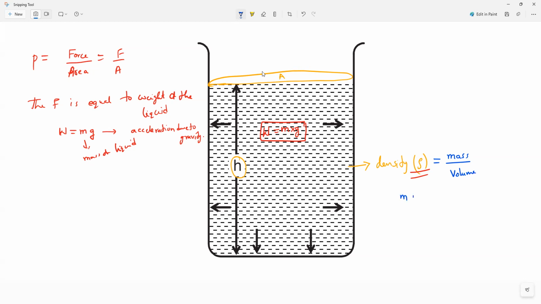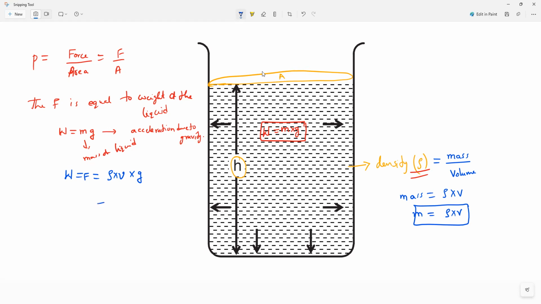From that, mass is equal to density into volume, rho into volume. Please remember that. So in place of mass, what can I write? Weight is equal to force is equal to density into volume into g. Any problem for anyone? Are you all clear?